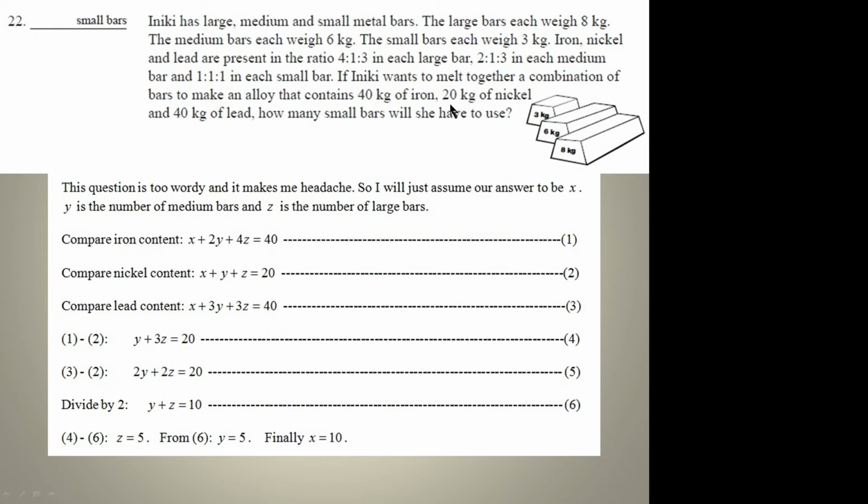We will use this information here: 20 kilograms of nickel in the alloy. So that means you have x of these, and you have y of these. Look at here.